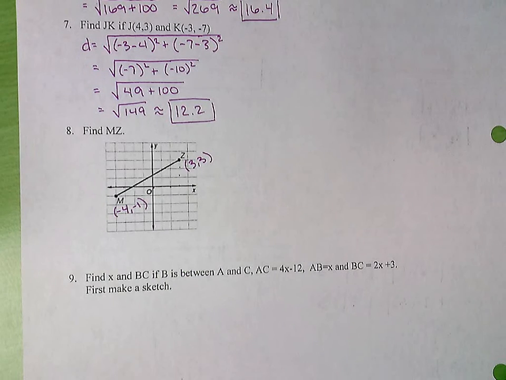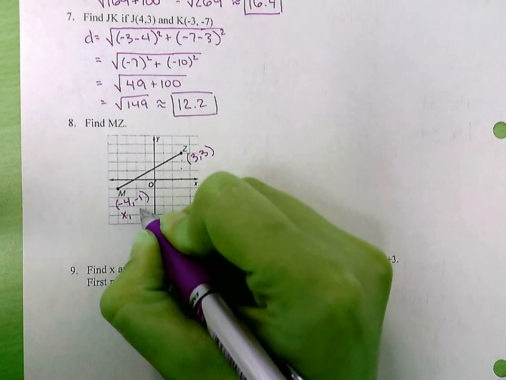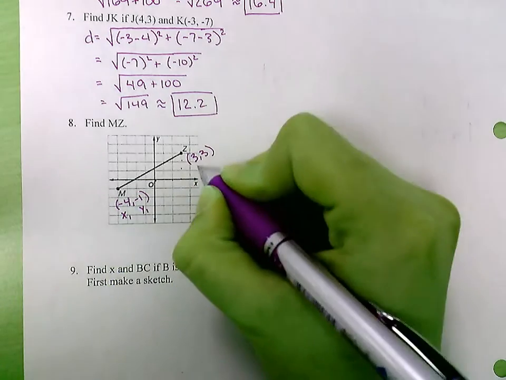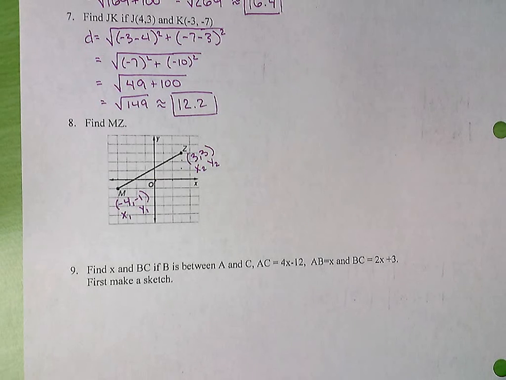Now I can use those two coordinates to find the distance using my distance formula. Now it doesn't matter which one you label as x sub 1 and y sub 1 and x sub 2 and y sub 2. You'll get the same answer as long as you plug it into the formula correctly. So I'm just going to label point M here, x sub 1 and y sub 1, and Z, x sub 2, y sub 2. Again, if you flip-flopped them, you should still get the same answer.